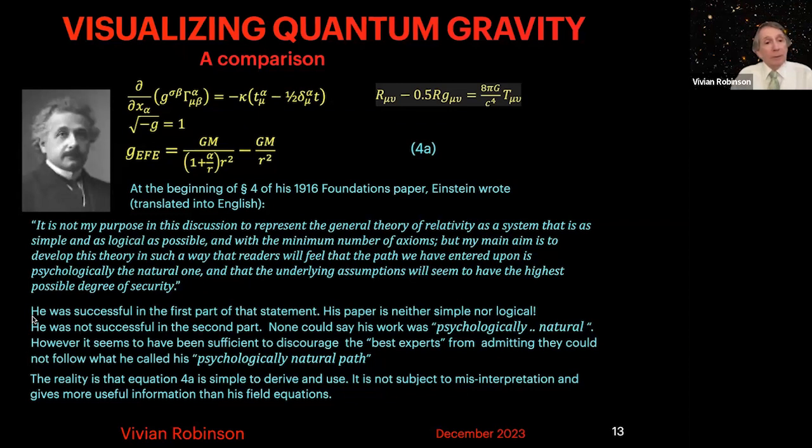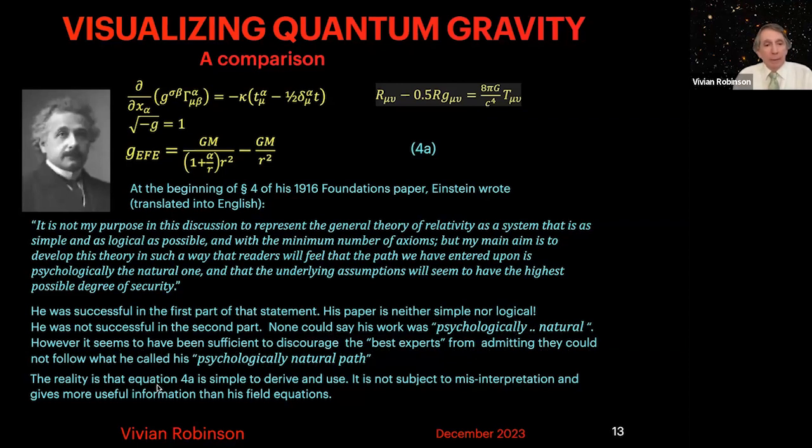Well, he certainly was successful in the first part of his statement. His paper is neither simple nor logical, but he was not successful in the second part. None could say his work was psychologically natural. However, it seems to have been sufficient to discourage the best experts from admitting they could not follow what he called his psychologically natural path.